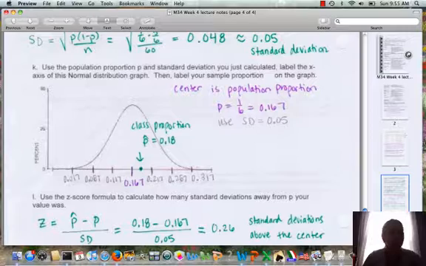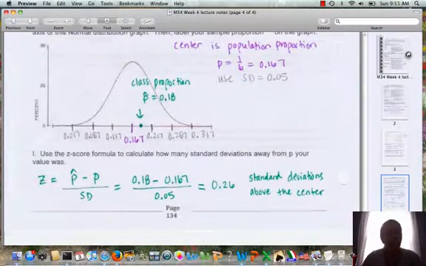If we want to calculate exactly how many standard deviations away from the population proportion p the value is, we use this z-score formula. So z equals p hat, the sample proportion, minus the population proportion, divided by the standard deviation. We take that sample proportion, 0.18, subtract 0.167, the population proportion, which is just 1 out of 6 as a decimal, and then divide by 0.05. Remember, with fractions like this, you do the subtraction on top first and then divide, according to order of operations. And so we get 0.26 standard deviations above the center.